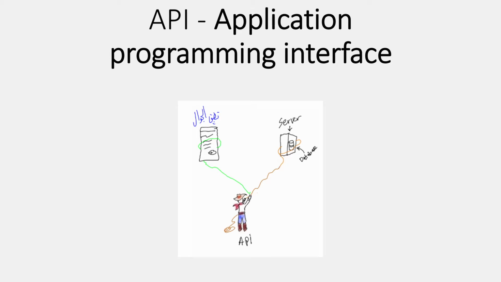API is an intermediary that allows two systems or application and backend to exchange data or to talk to each other. So you can update, insert, or delete data by using an API.